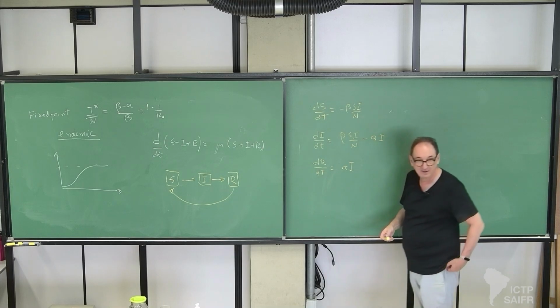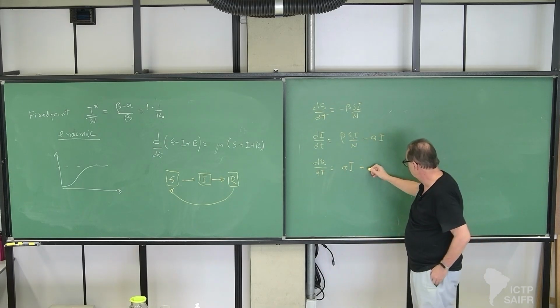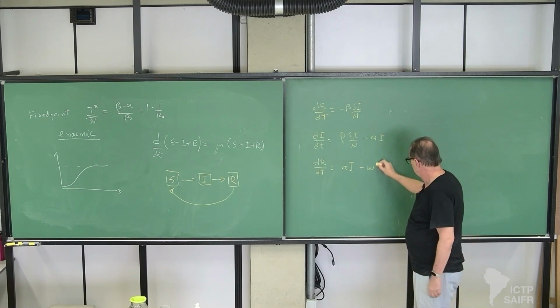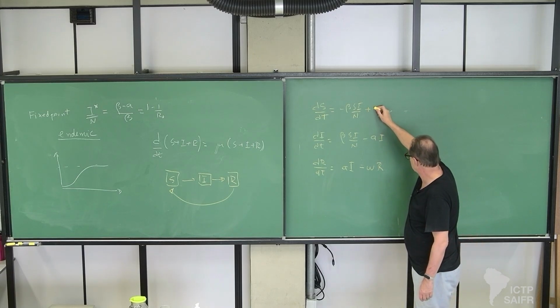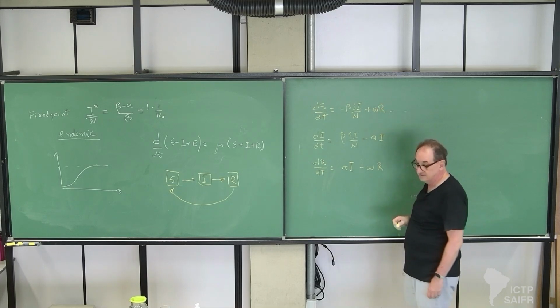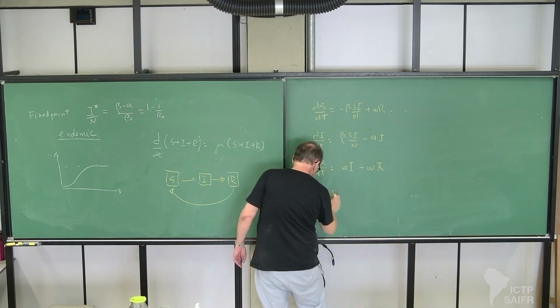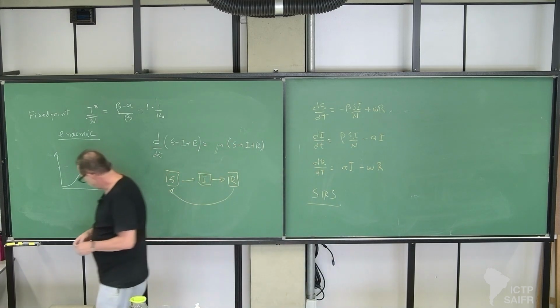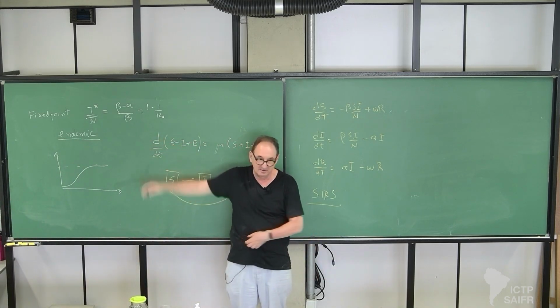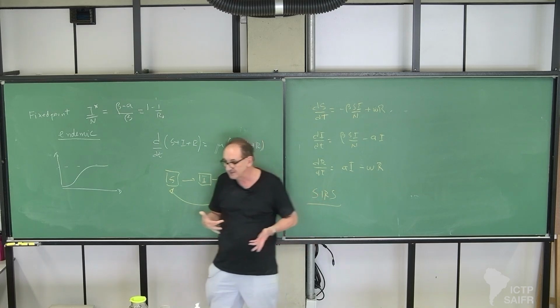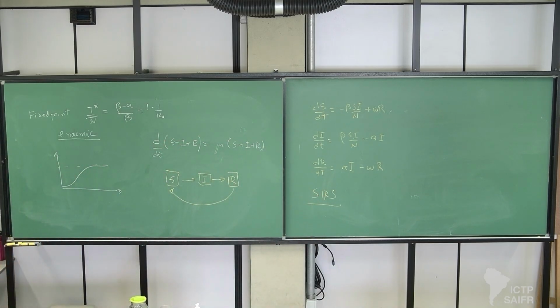But there will be a flux from here to there, usually people leaving the class of recovered and going back to the susceptible. This is the SIRS model. A solution for this is similar to the one I showed before. It goes to an endemic state, and it approaches a fixed point through oscillation. So it's practically the same thing.